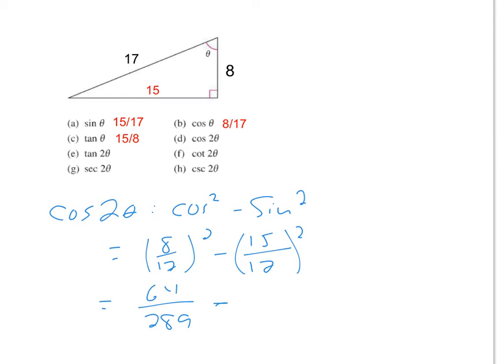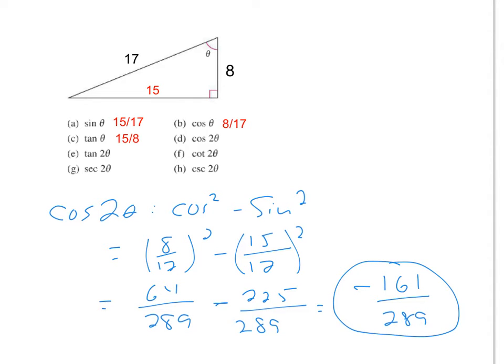minus 15 over 17 squared is 225 over 289, sorry, which of course now equals 64 minus 225, that is, I'm doing the math here in my head, 161, negative 161 over 289, so that is my cosine of 2 theta. So my cosine 2 theta is that right there.